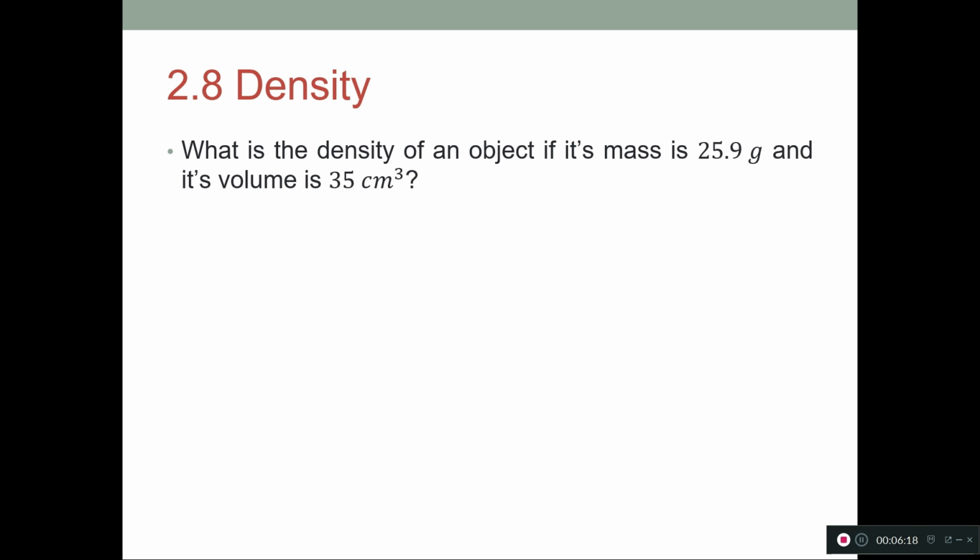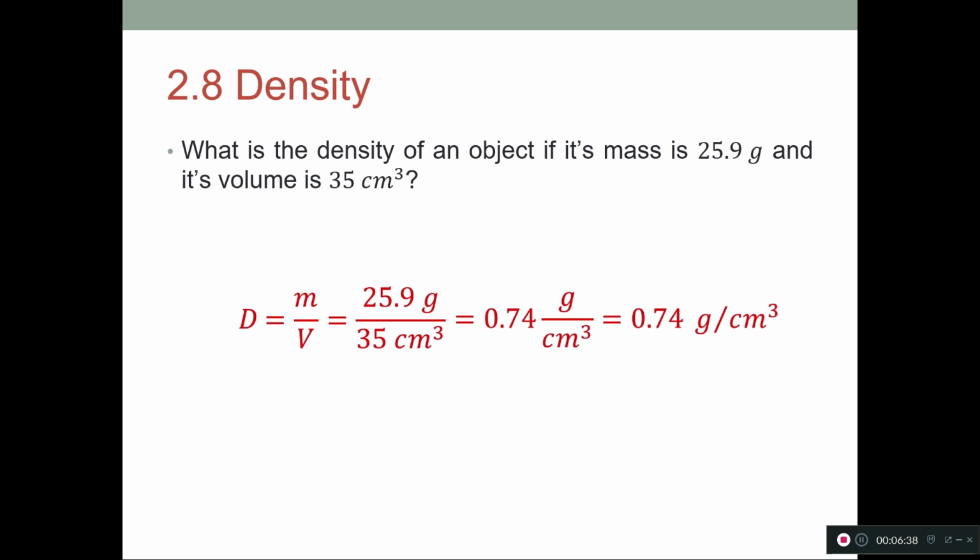And so now to go through a few examples of how to actually use density. If we have something that is 25.9 grams and has a volume of 35 cubic centimeters, and we want to find the density, that's going to be our mass over volume. So that'll just be the 25.9 grams over the 35 cubic centimeters, and that would give us 0.74. That's two significant figures because this 35 cubic centimeters is two significant figures, and that will end up being grams over cubic centimeters.